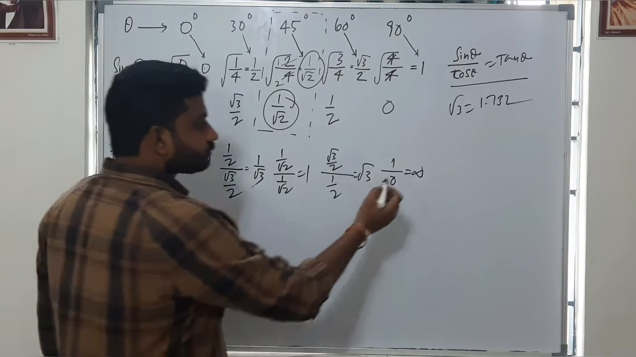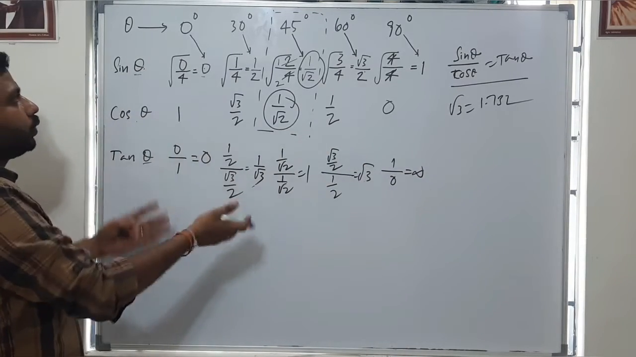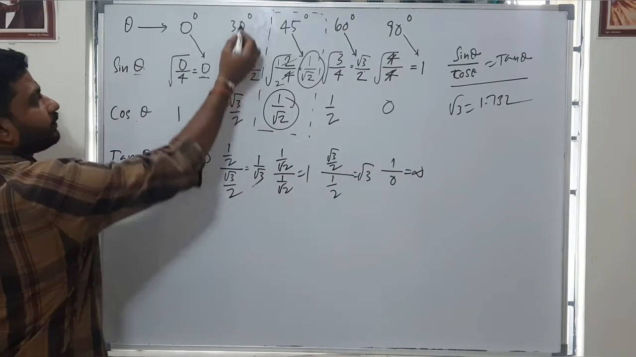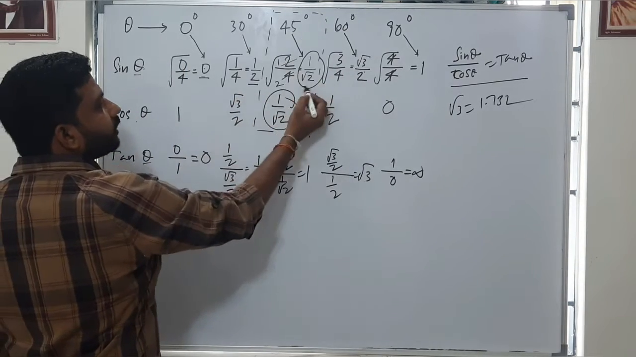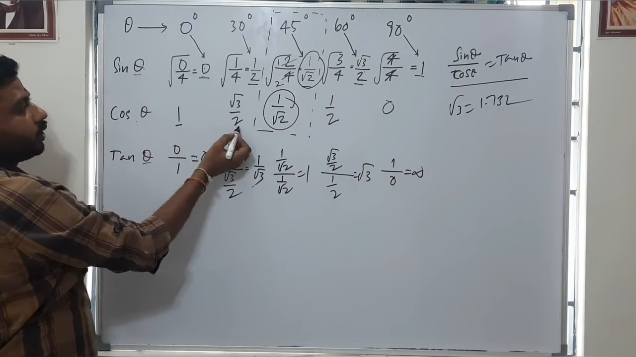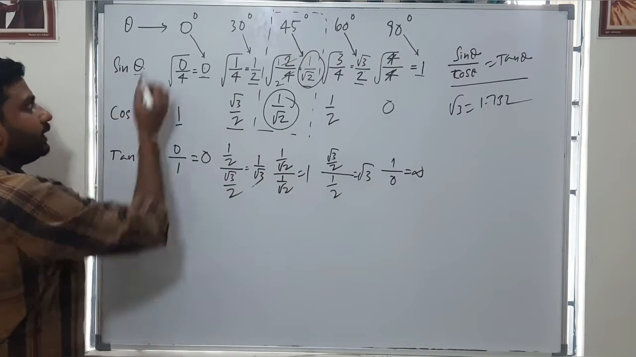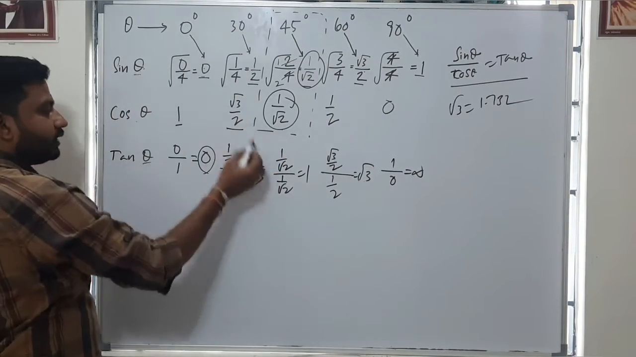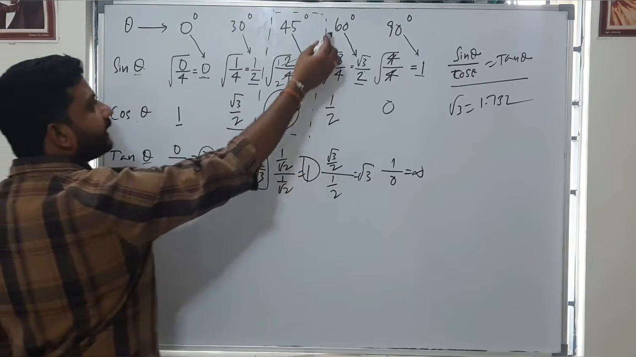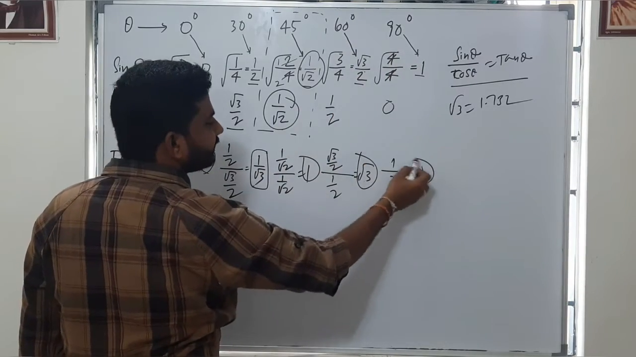Now, this is also interesting. So finally, let's conclude all the values here. Sin 0 is 0, then 1 by 2, 1 by root 2, root 3 by 2, 1. Cos: 1, root 3 by 2, 1 by root 2, 1 by 2, 0. Tan 0 is 0, tan 30 is 1 by root 3, tan 45 is 1, and tan 60 is root 3. Tan 90 is infinite.